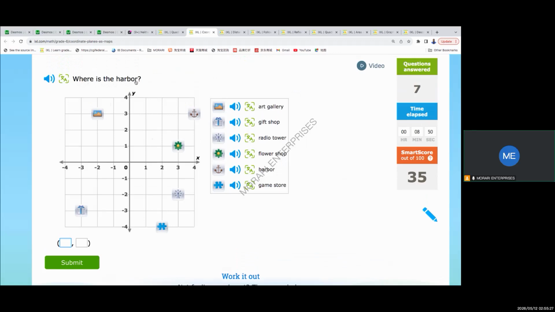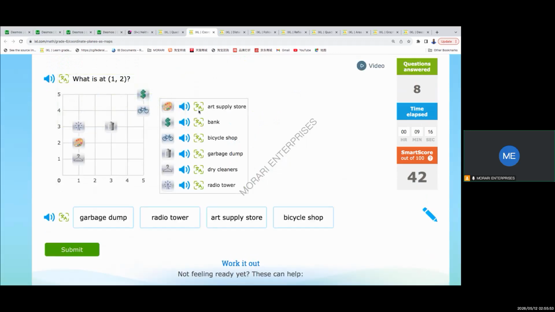Where is the harbor? Okay, harbor by the sea. Okay, and I don't know what the sign for the harbor is. If I look at my legend, I see that this is the harbor. So I now go 4 right and 3 units up. So that is 4,3. Coordinate plane is fun, super fun. I hope you're having fun in this class.